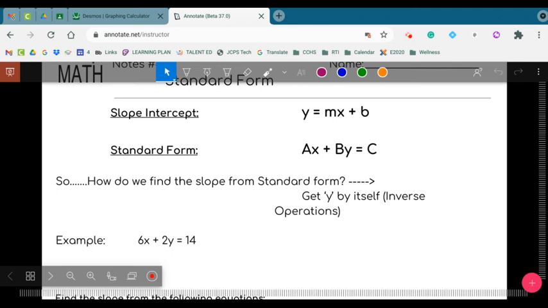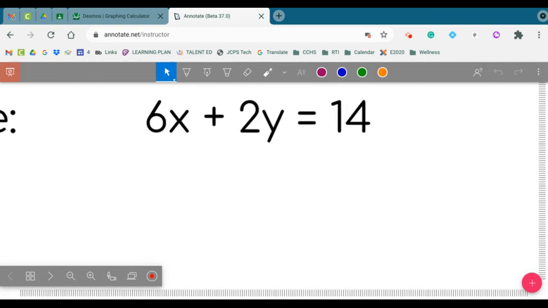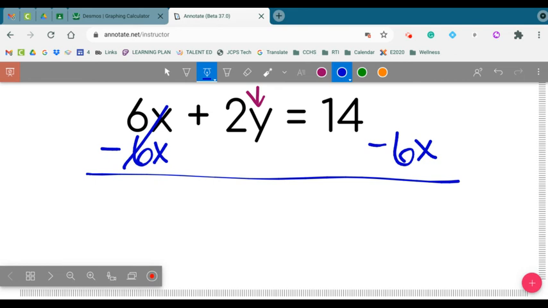So how do we find slope from standard form? We have to get y by itself. So we do that by doing inverse operations. So we have 6x plus 2y equals 14. We want to get this y by itself, so we need to move the 6x and the 2. We want to first move the 6x because we can easily move the whole thing. Opposite of a positive 6x is a negative 6x. So we're left with 2y equals 14 and negative 6x.